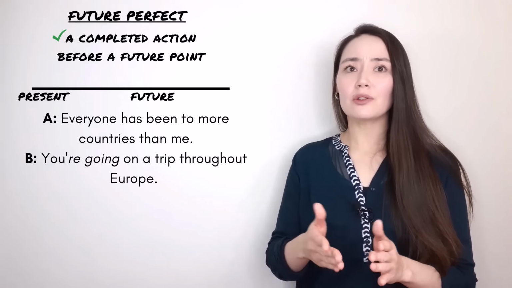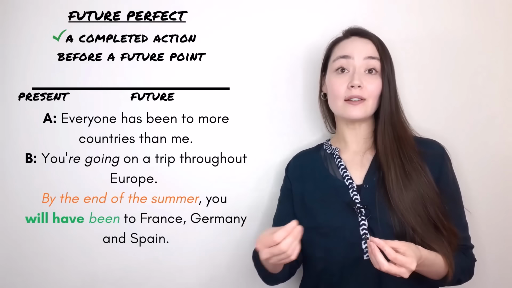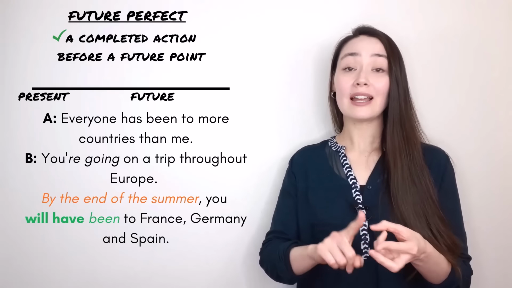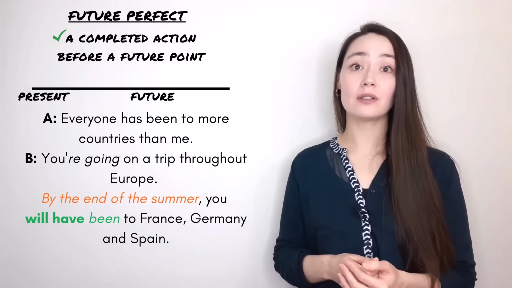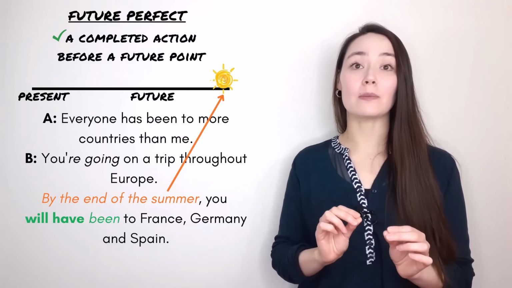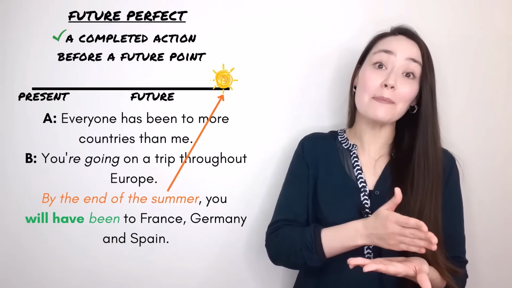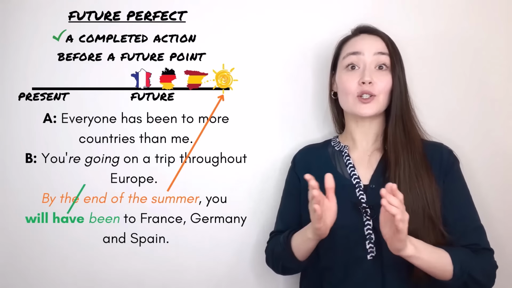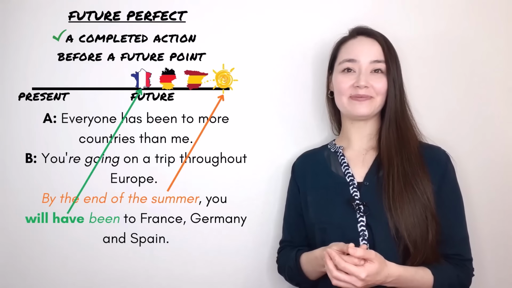You're going on a trip throughout Europe. By the end of the summer, you will have been to France, Germany, and Spain. That's more than most people. What's my future point? By the end of the summer. What will have happened before then? I will have been to France, Germany, and Spain.